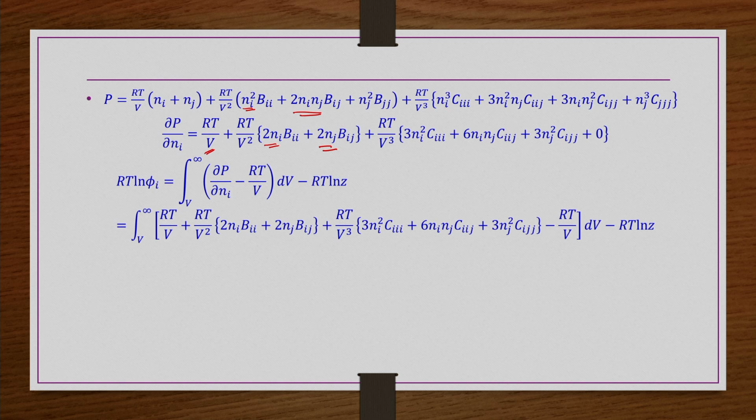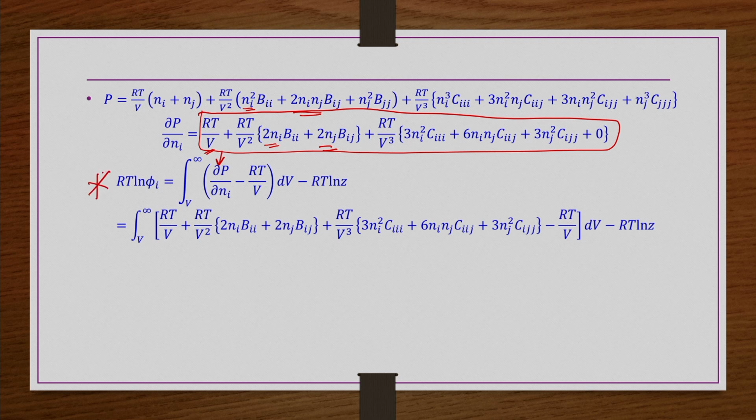Now, this dou P by dou Ni information that we got here for the Virial equation of state, we are substituting in the generalized expression. This is the generalized expression irrespective of which equation of state it is. From here onwards, depending on the equation of state, the expression will change. So, for this Virial equation of state, we have found dou P by dou Ni like this.